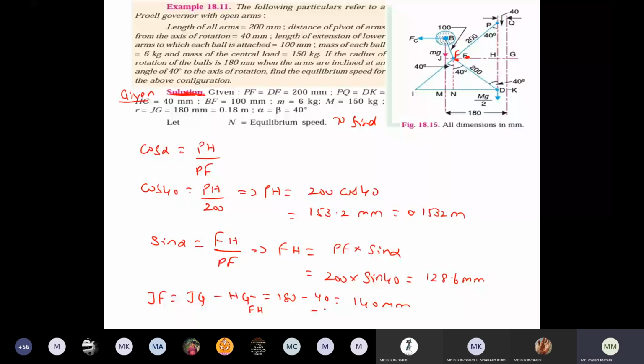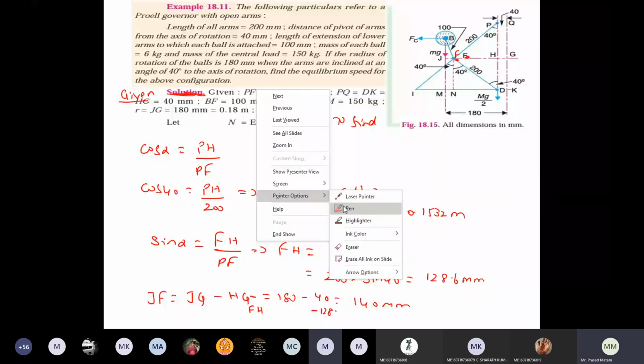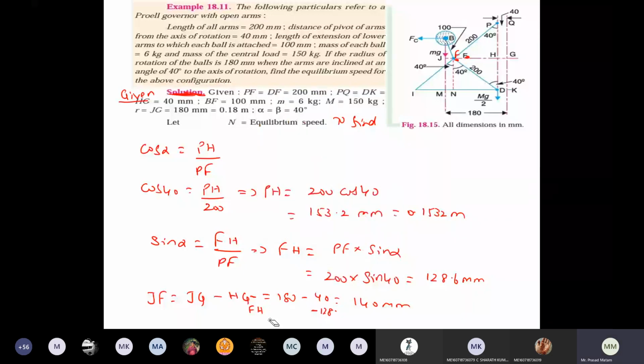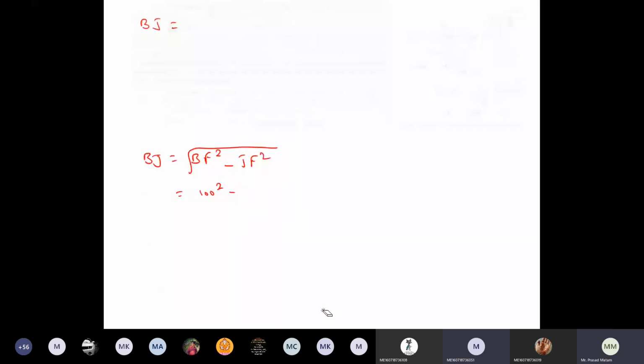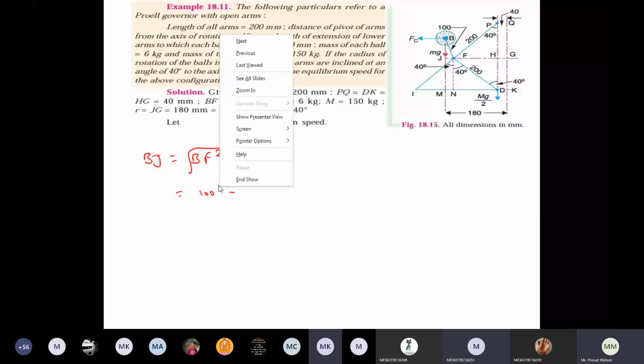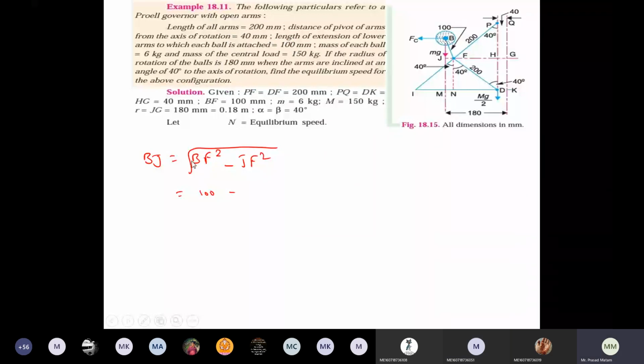Let me write this again. Sir, you can also take JG minus FG. Yes, that also you can do. This is only from trigonometric relations. One second, let me do this.